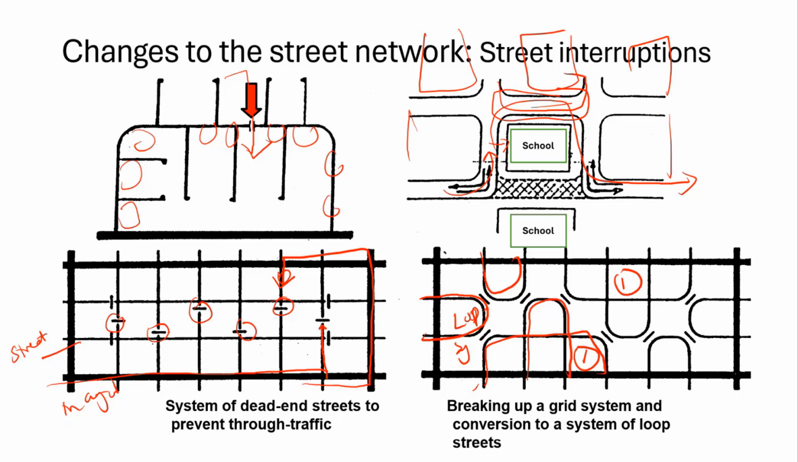For example, if you enter from that part, you can either go straight, or you can just go like that. So you have three options. Okay, 1, 2, and 3.